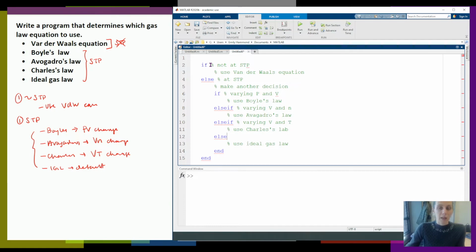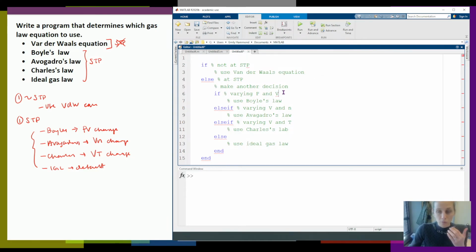So that's what it might look like. Obviously, these are not my conditionals. I just have comments in there as placeholders. But we would go ahead and decide, okay, how do I decide if I'm not at standard temperature and pressure? I would figure out what my temperature is, how much variability I need. Same thing with my pressure, how much variability I'm going to allow for us to be at standard temperature and pressure. Invert that to do not at standard temperature and pressure. And then I can go ahead and program in van der Waals equation.